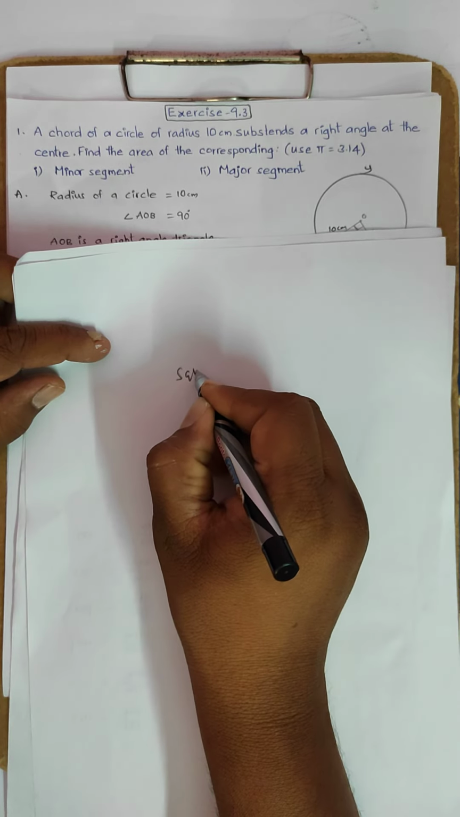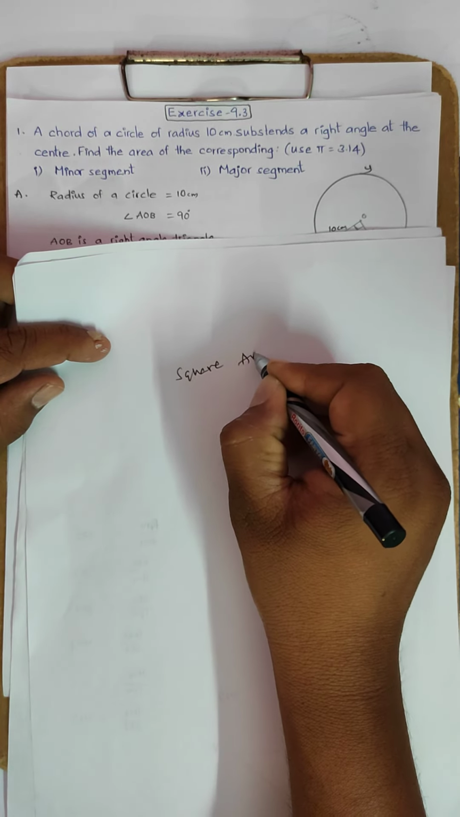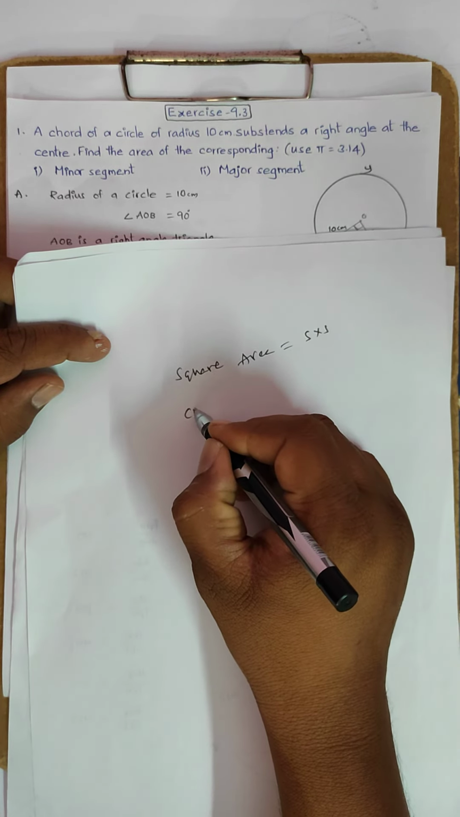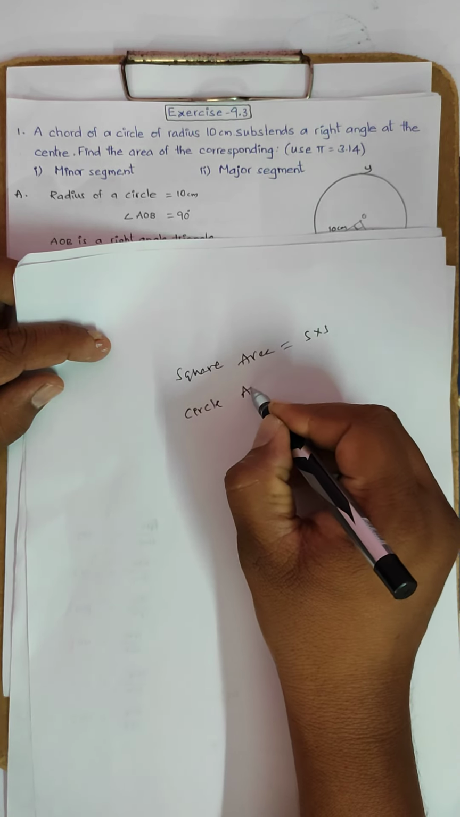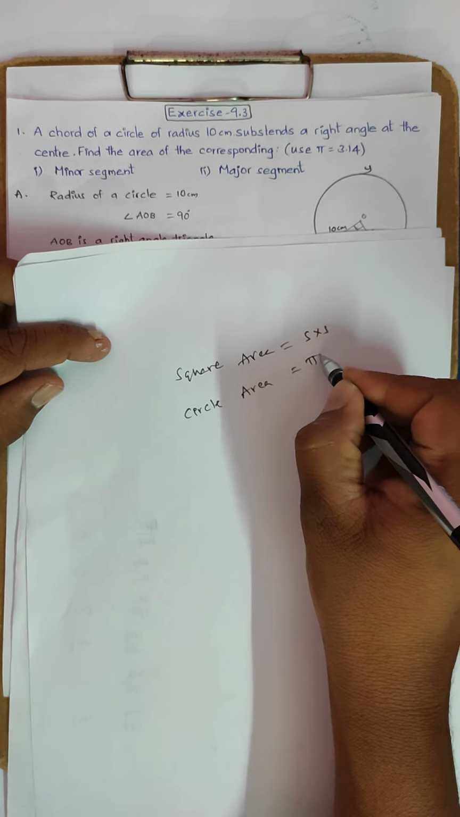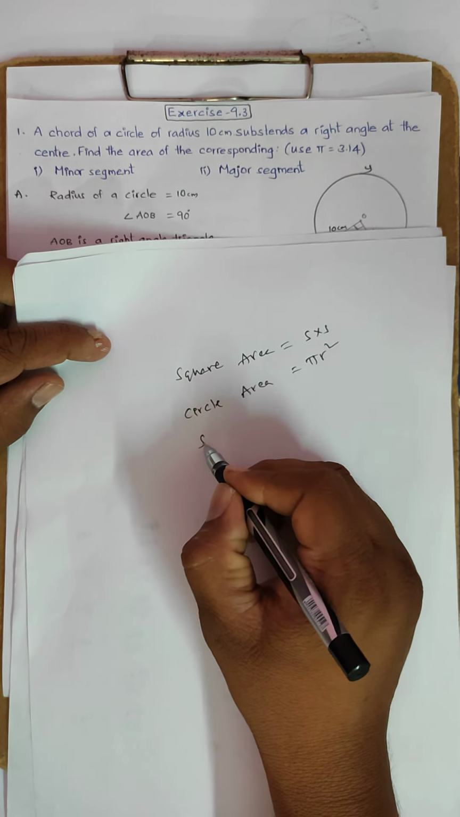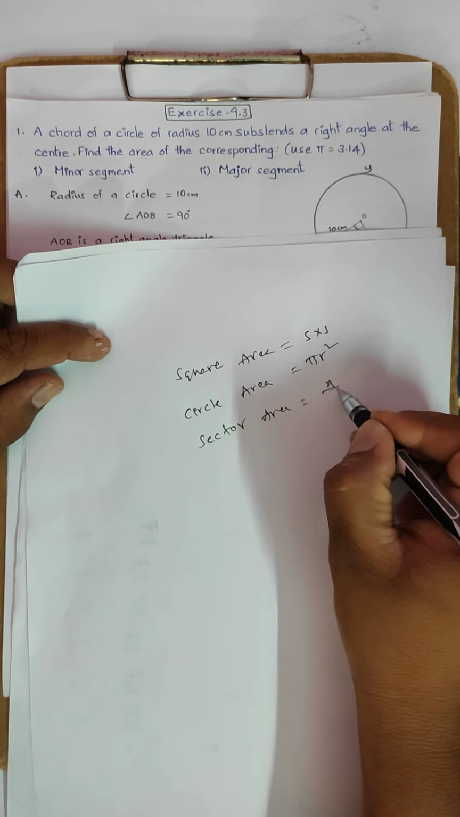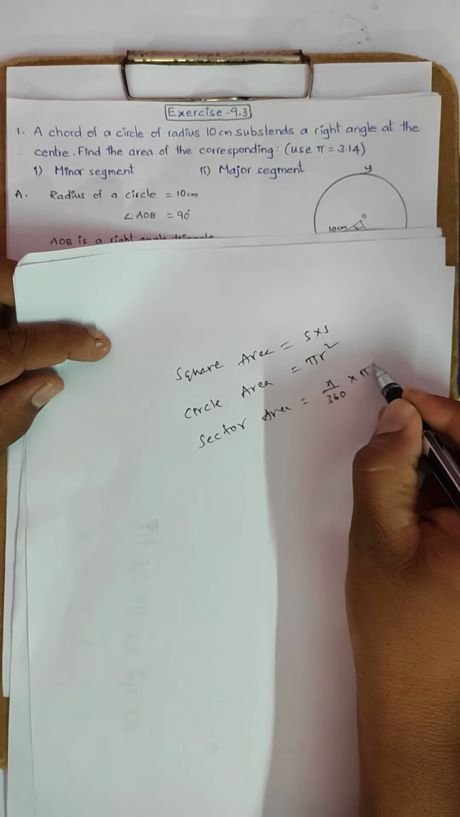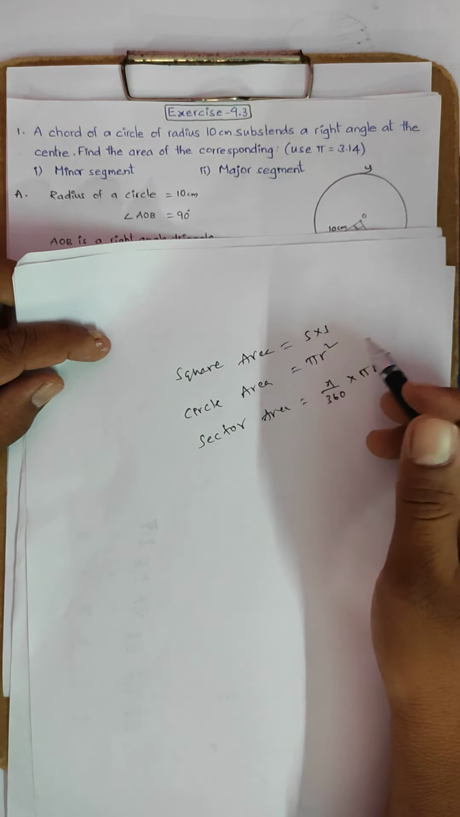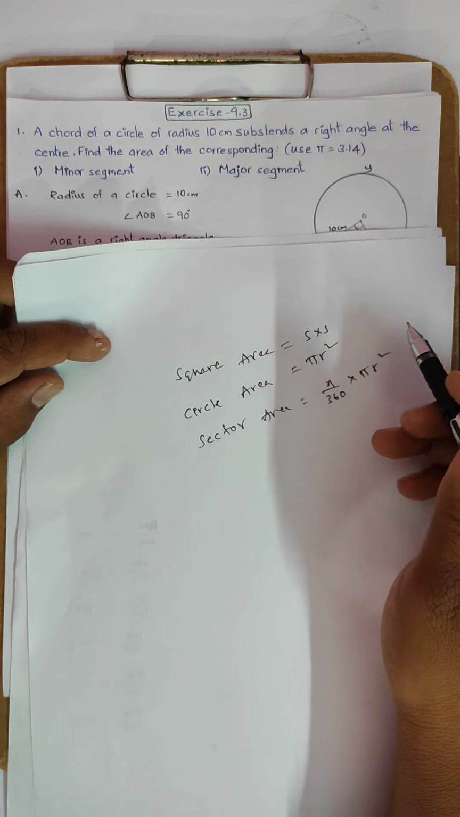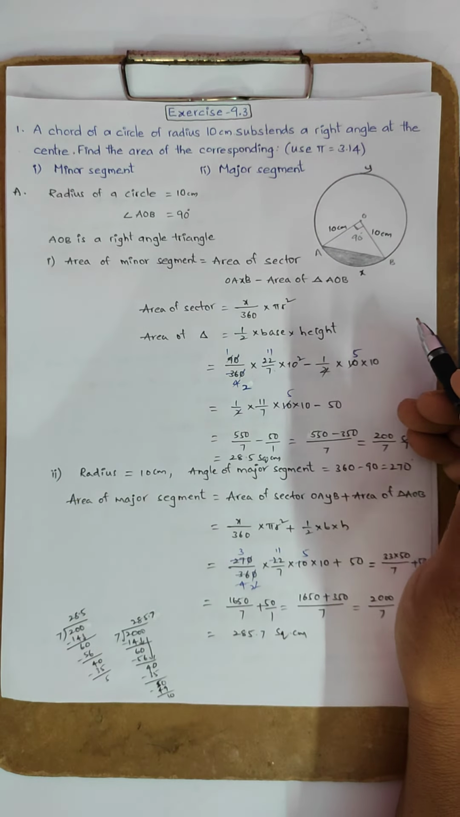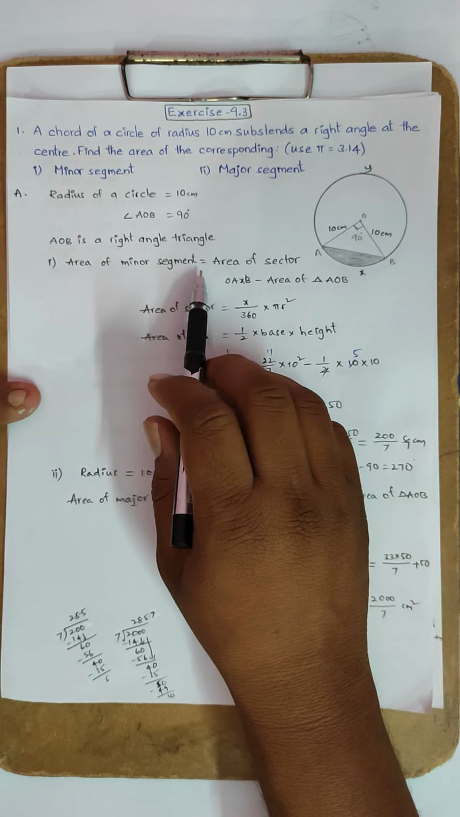Here, square area is side into side. Circle area is pi r square. In the same way, sector area is x by 360 into pi r square. These formulas are going to be used in this exercise 9.3. Okay. Now, area of the minor segment.